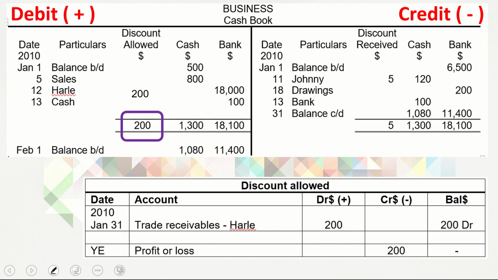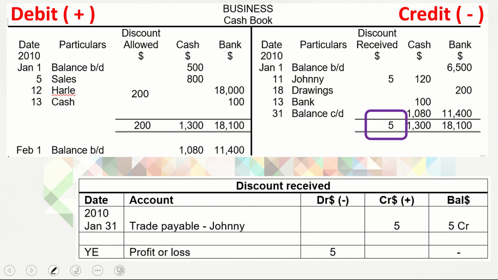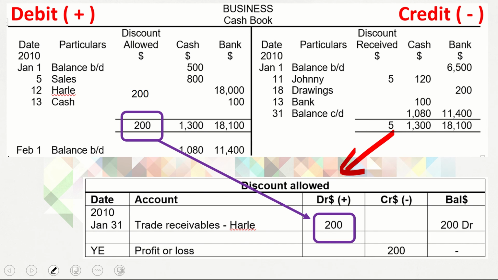So how would you post this discount allowed $200 in your cash book? You post it to the discount allowed account, which is shown here. Alright, and you post it like this. Now this $200 is from trade receivables. And at the end of the year, the discount allowed is transferred to profit or loss.